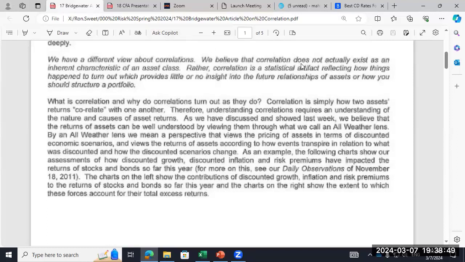Rather, correlation is just a statistical artifact reflecting how things happen to turn out. And they say it provides little or no insight into future relationships. Historical correlations don't help you know what future correlations are going to be. That's a pretty radical statement. What is correlation? Why do correlations turn out how they do? Correlation is simply how two assets' returns correlate with one another. Understanding correlations requires understanding what's causing those things to move. And they don't move the same in every environment. We've already seen that with stocks and bonds, which is the most important correlation of all. Stocks and bonds. That's usually your single most important decision. And that changes under different environments.